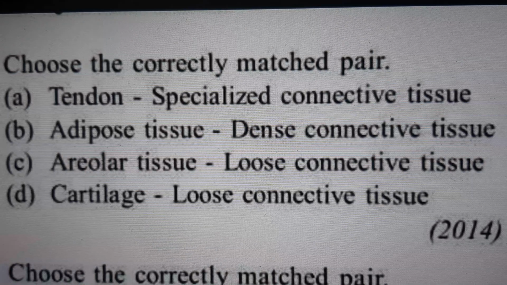Let us look at option D also. What does it say? Cartilage is a type of loose connective tissue. No, loose connective tissue is either adipose or areolar. Cartilage is specialized connective tissue with blood and bone. So, the correct answer for this question is option C, areolar tissue, loose connective tissue. Let us move to the next question.